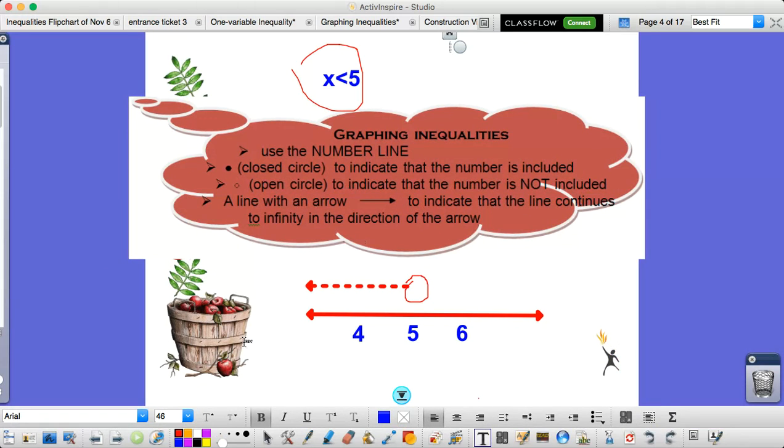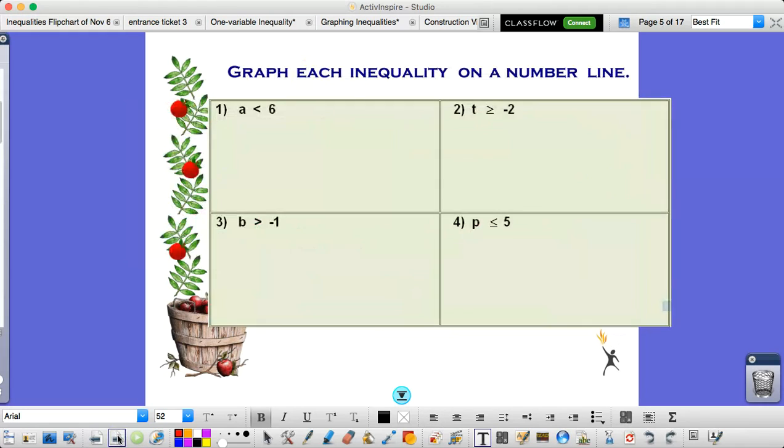Less than or equal to. Or you could also have greater than, greater than or equal to. And those are the 4 symbols. Less than, greater than, less than or equal to, greater than or equal to. All right, these are your 4 symbols. It's the same thing as equations. Now we have these symbols instead of an equal sign.